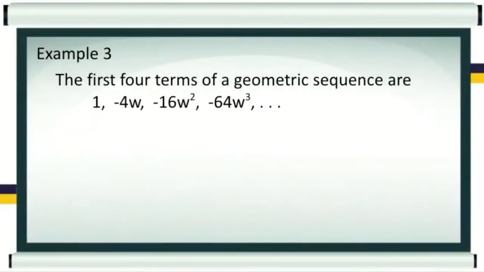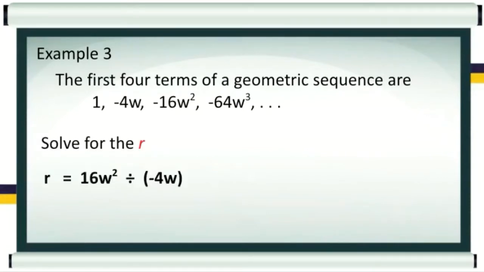Now, next example. The first 4 terms of a geometric sequence are 1, -4w, -16w squared, -64w cubed. Again, for the common ratio, divide any term by its preceding term. So we will just choose -16w squared divided by -4w. Okay?